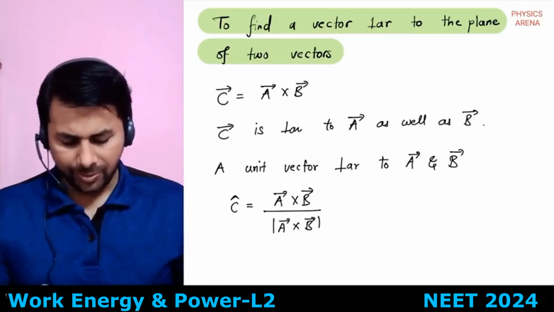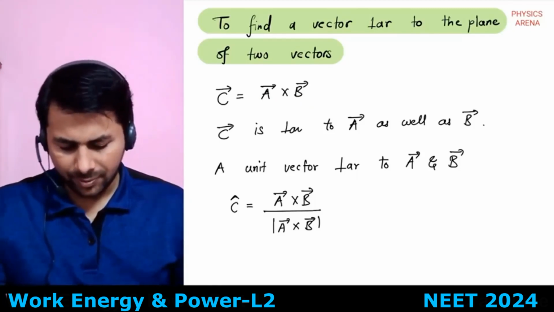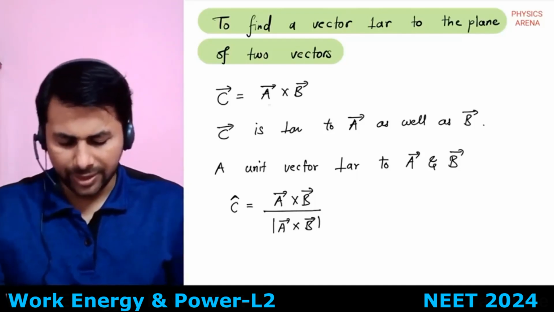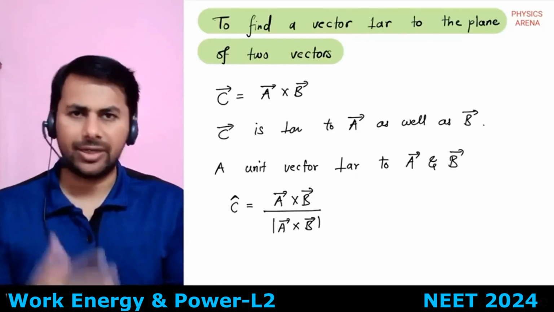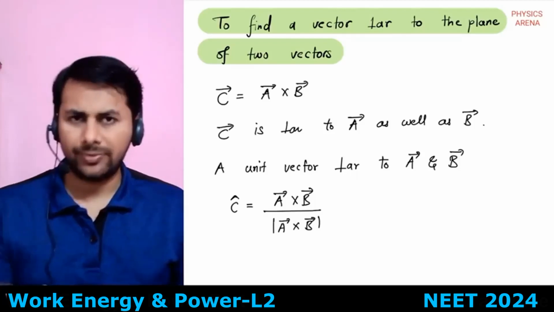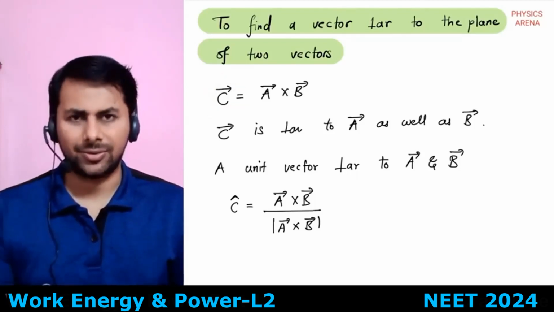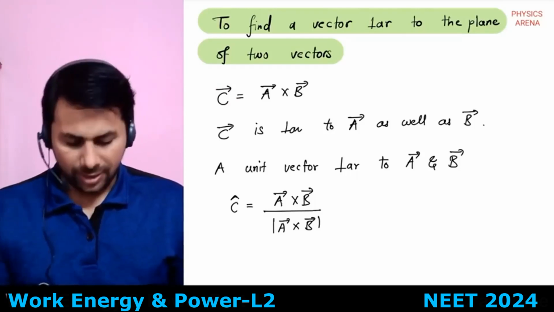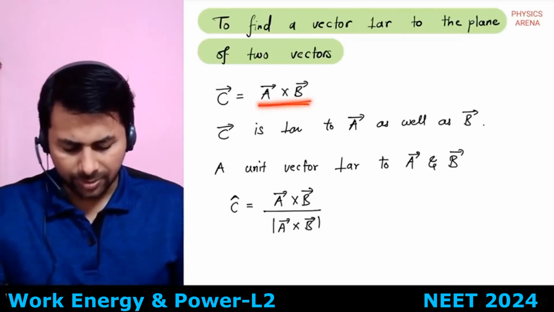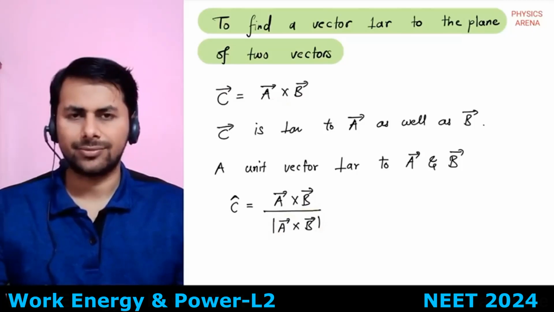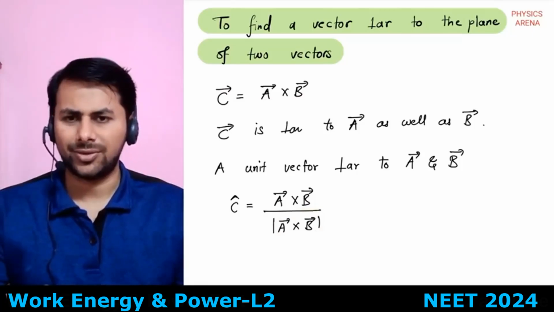If you want a vector, just take the vector product. If you want a unit vector, just divide this by its magnitude. What will its magnitude be? It will be equal to the magnitude of this vector product. Got it?